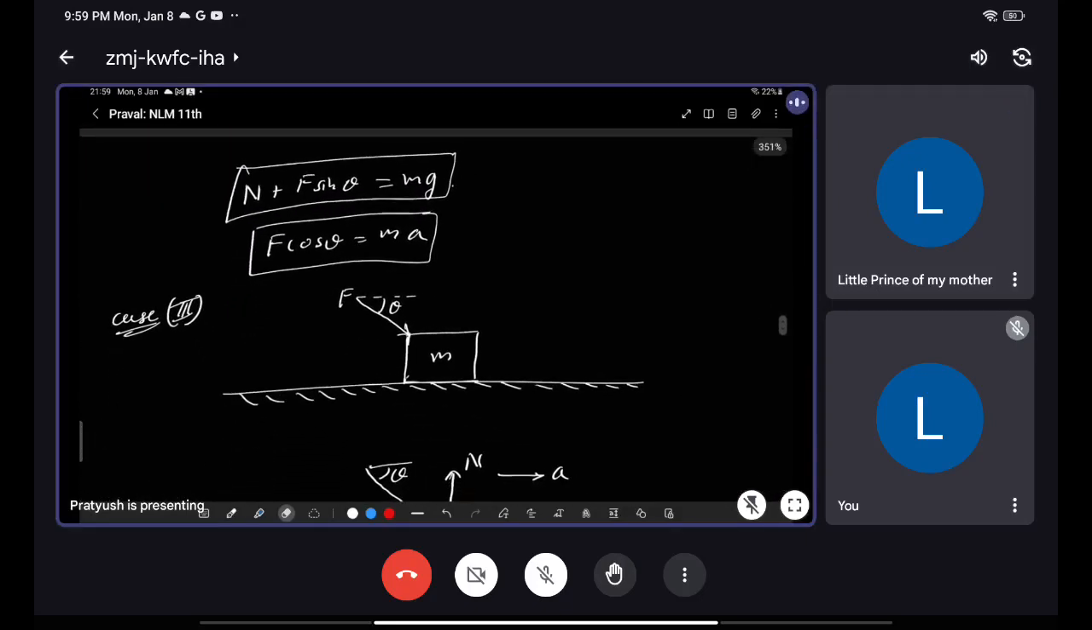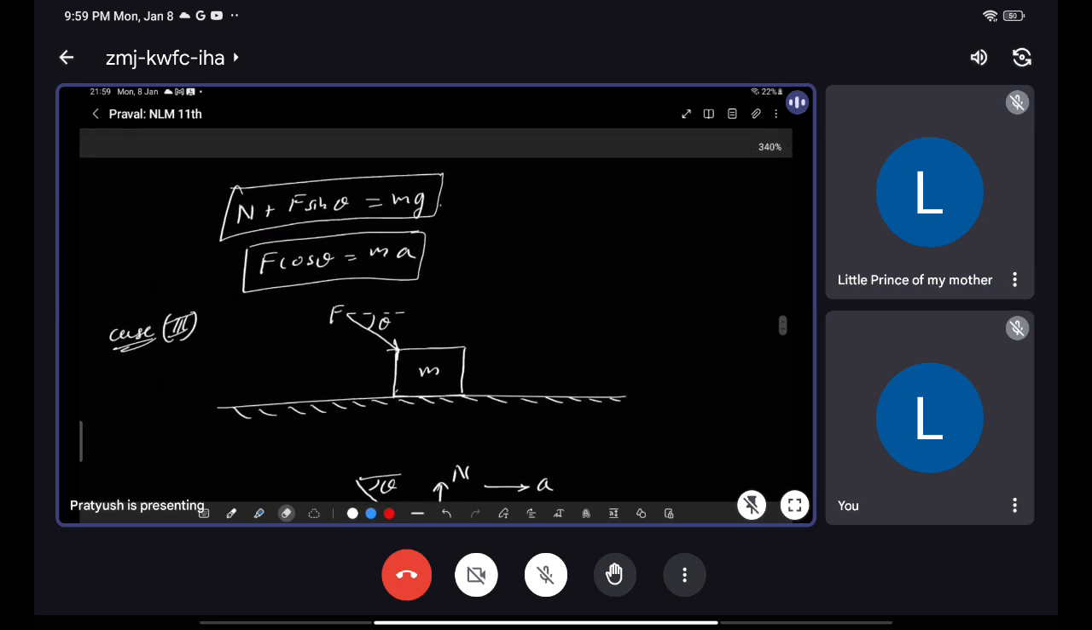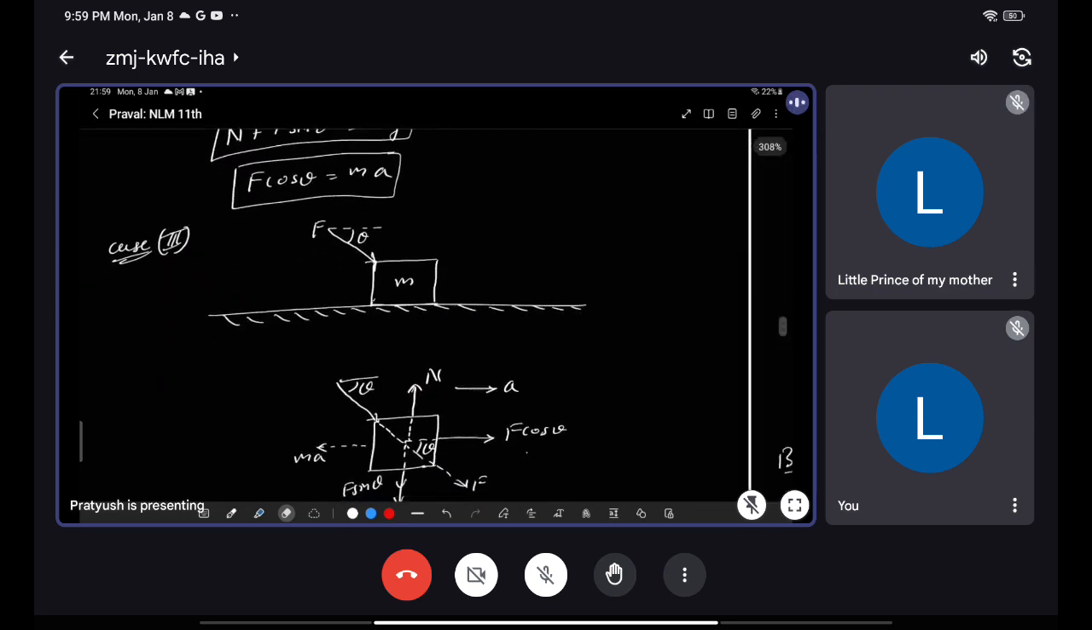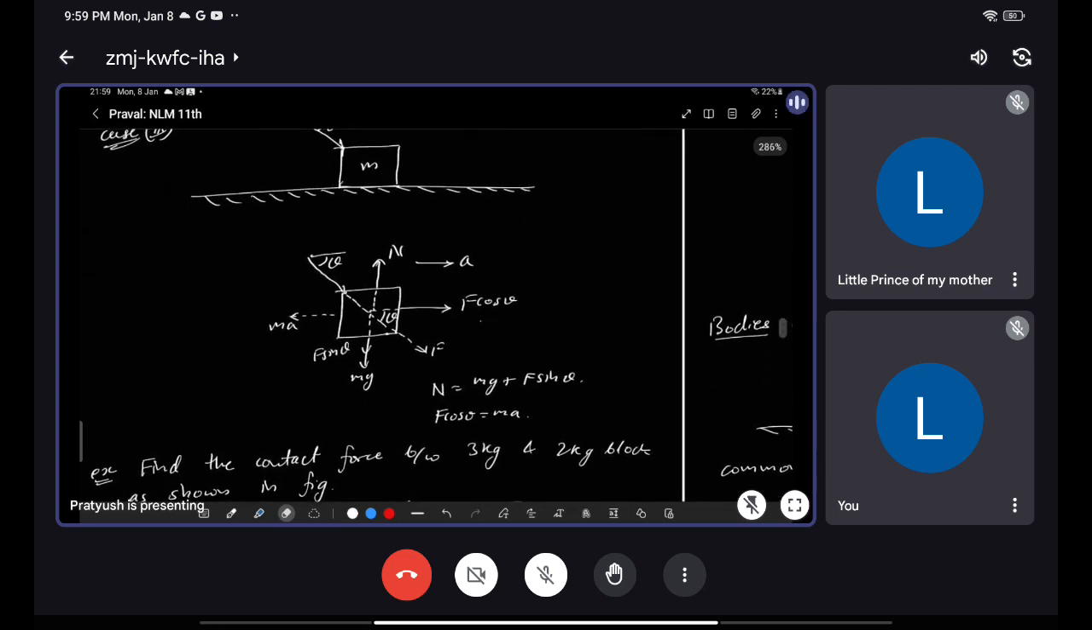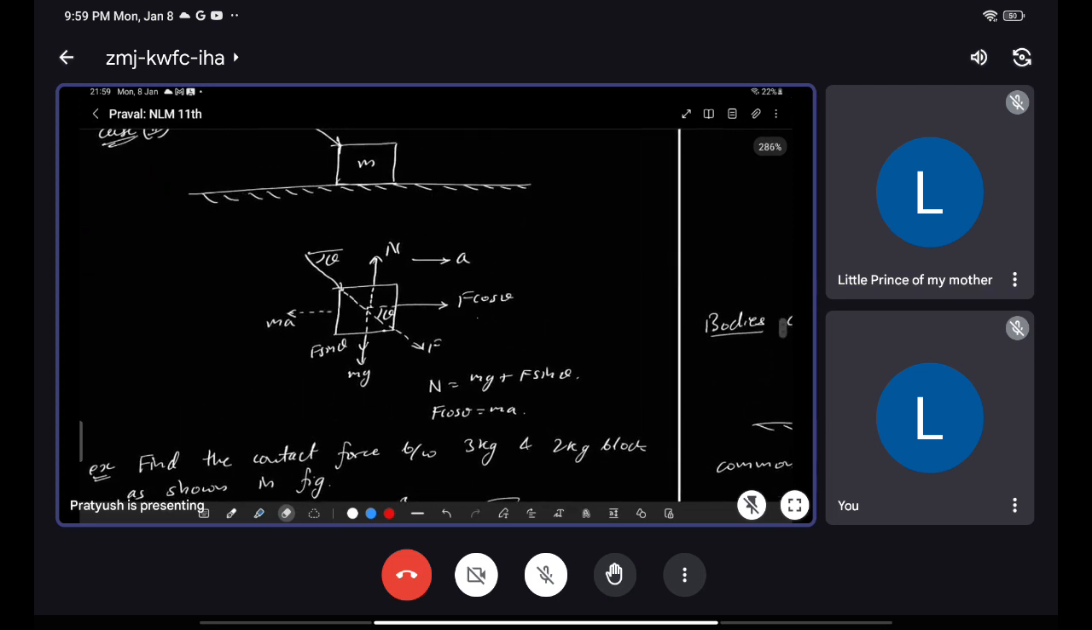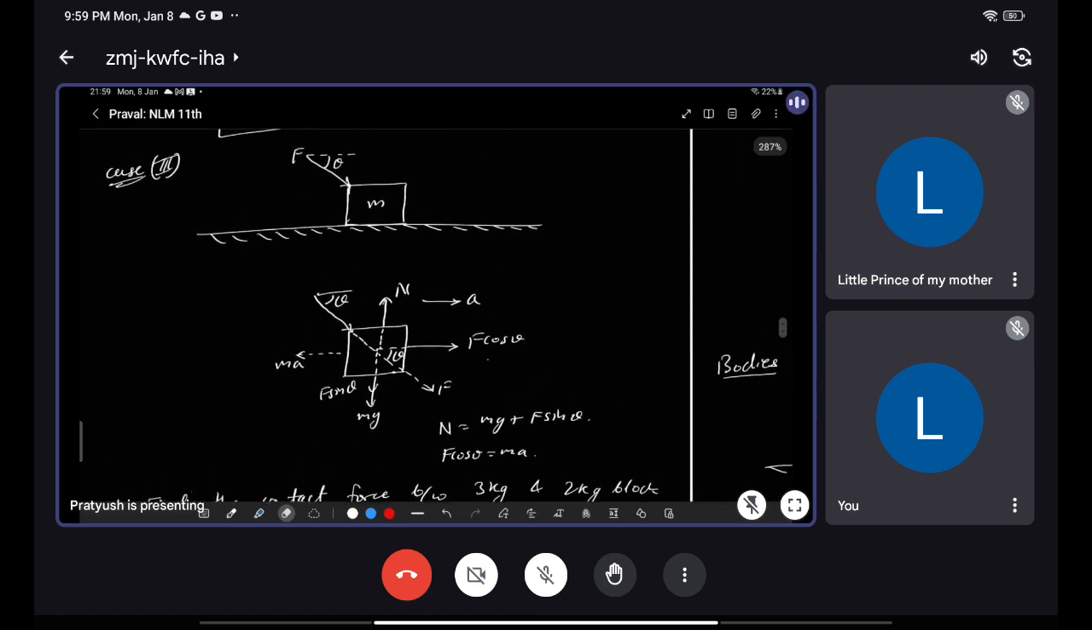Case 3. When the force is applied from the upper side at some angle, then what? Again we will resolve, and now we will have different acceleration. Okay? Draw this diagram too.